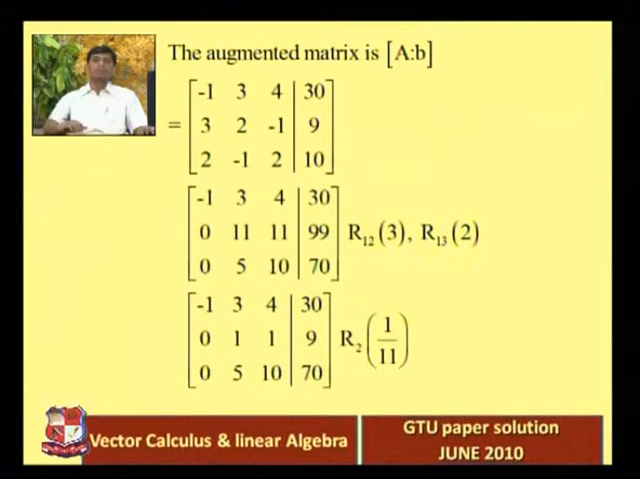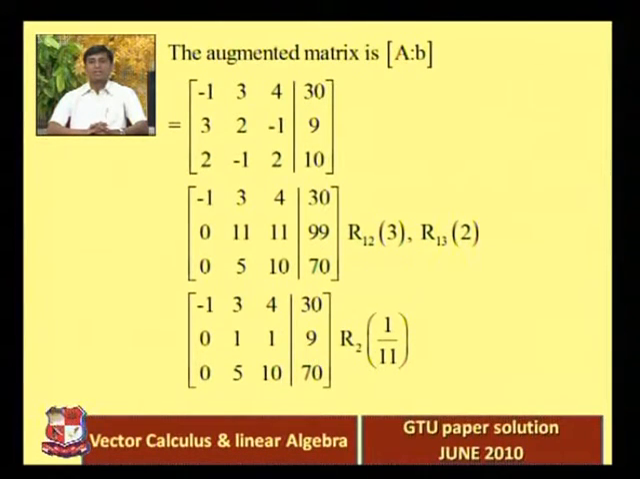The second row becomes 0; then 2 plus 3 into 3, that is 11. Then minus 1 plus 3 into 4, that is 12 minus 1, that is 11. And 9 plus 3 into 30, that is 90 plus 9, that is 99, right? So the second row becomes 0, 11, 11, 99.